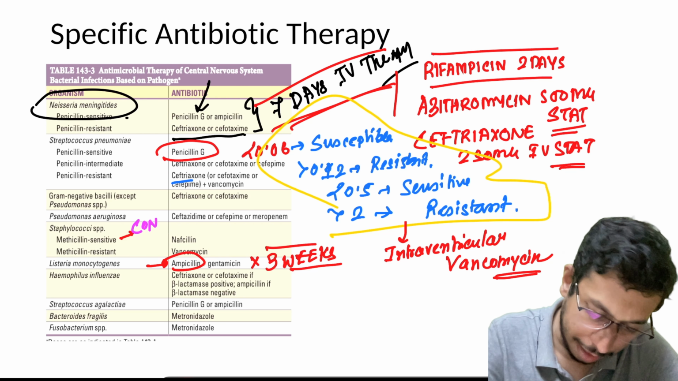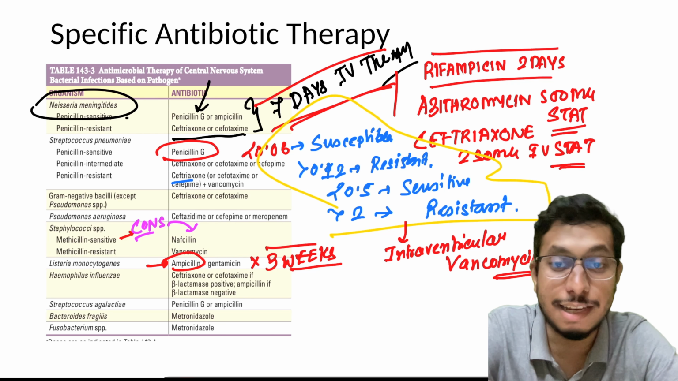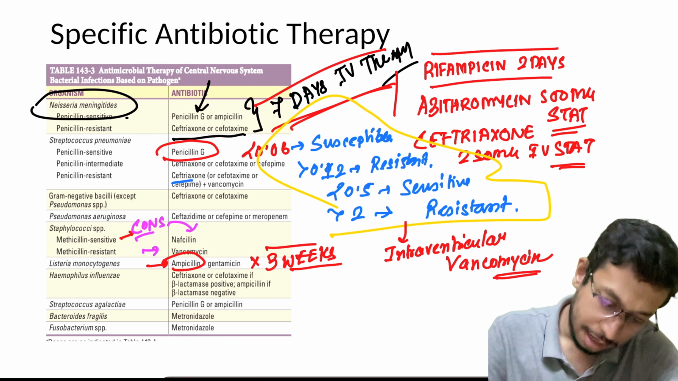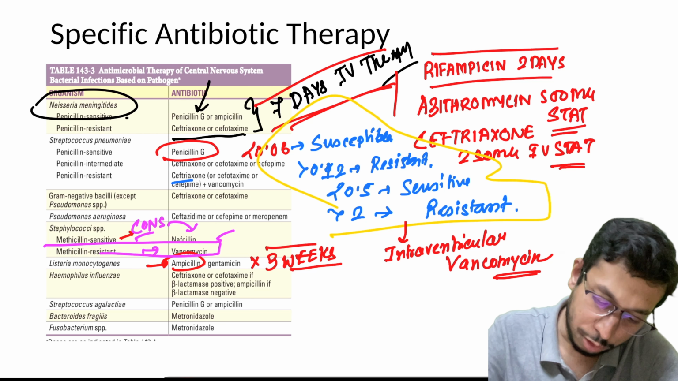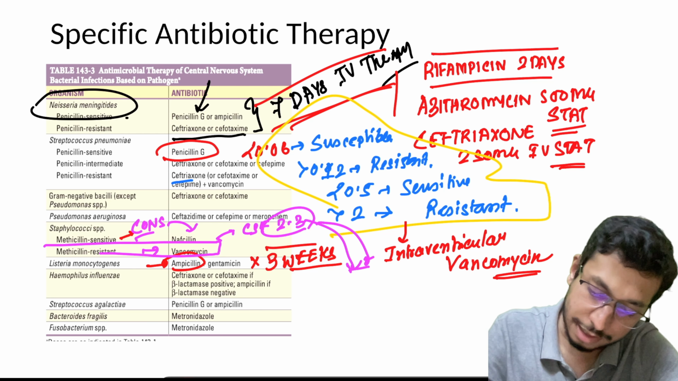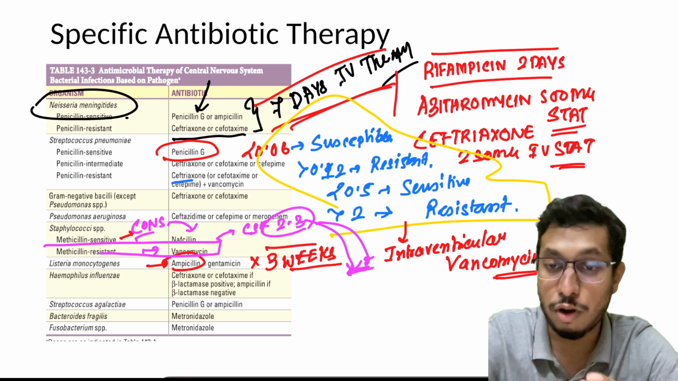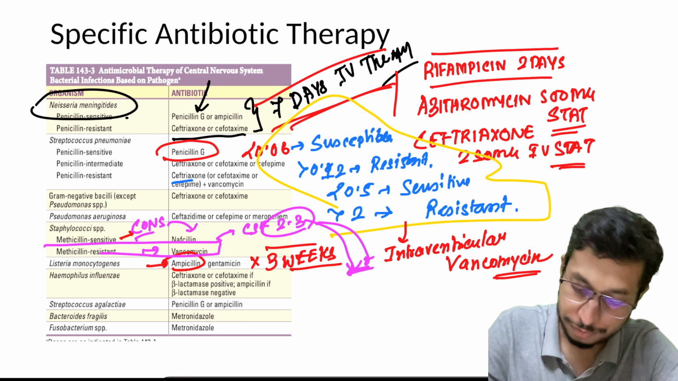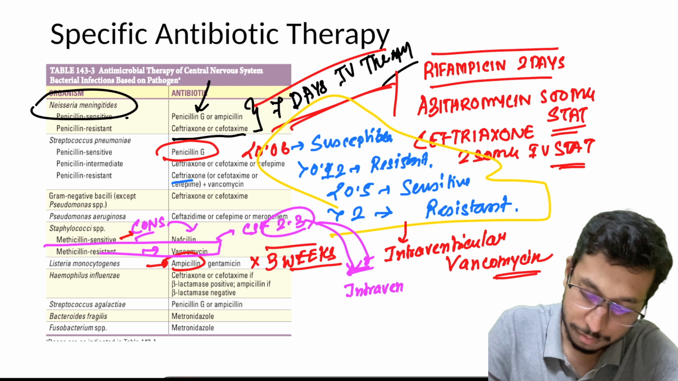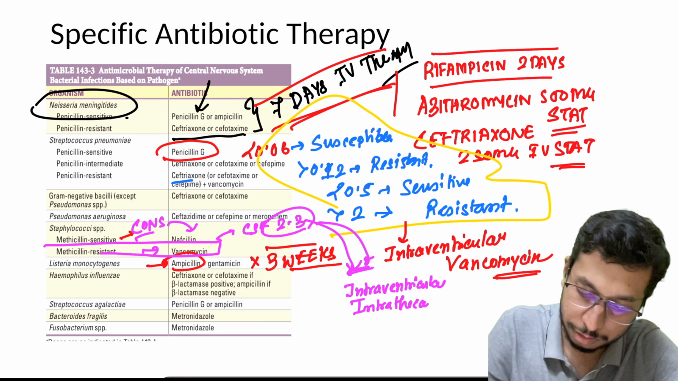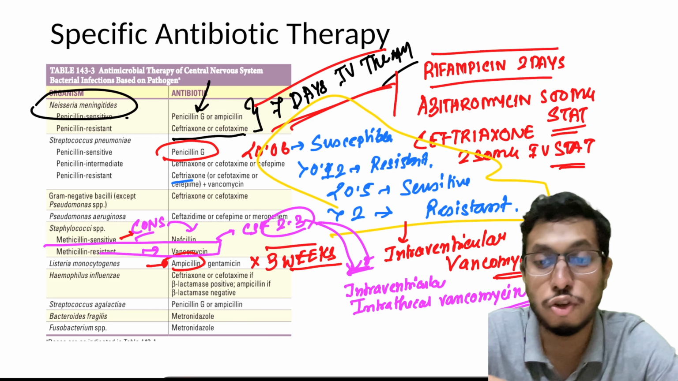In case of Staphylococcus species meningitis, in methicillin sensitive cases, which we also call CONS, coagulase negative cases, drug of choice is nafcillin, and in methicillin resistant or MRSA, drug of choice is vancomycin. In MRSA where vancomycin is started, you need to check the CSF after 2 to 3 days to see whether sterilization is happening. If not, intrathecal vancomycin should be given.